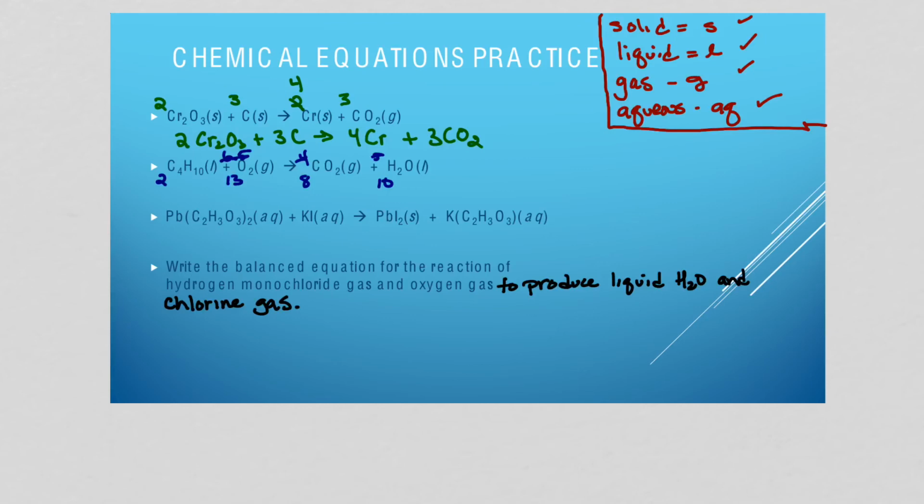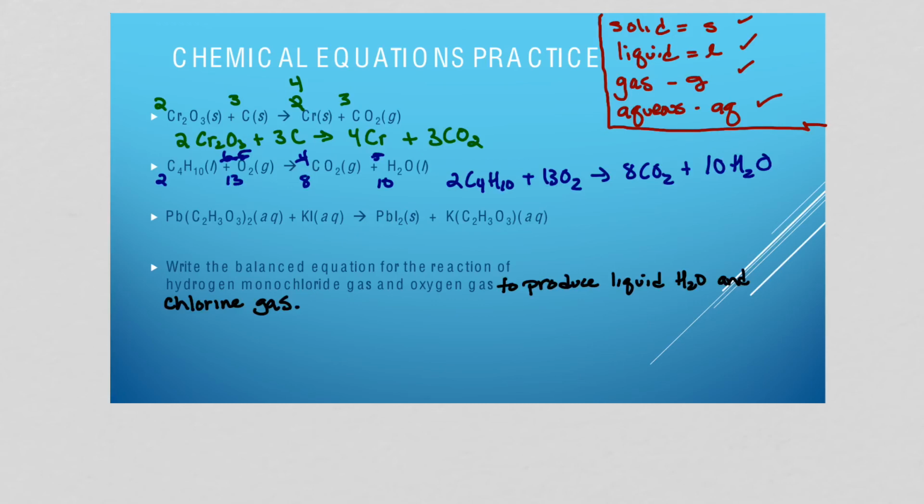And so my balanced equation becomes 2C4H10 plus 13O2 goes to 8CO2 plus 10 water. And that's my balanced equation. Let's try one more here.